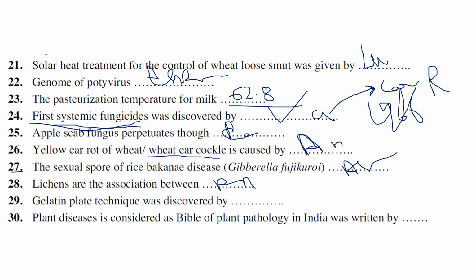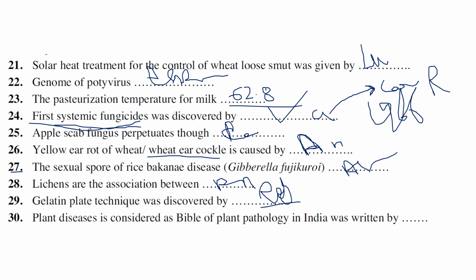Okay, so the gelatin plate technique was given by Robert Koch. Robert Koch also invented many kinds of laboratory things. That's why he is called the father of laboratory techniques. He invented many things, the gelatin plate technique, Koch's postulates and various other things, and also some plating techniques like the pour plate or streak plate, which were also discovered by Robert Koch. Since he discovered many laboratory techniques, he is considered the father of laboratory techniques as well.